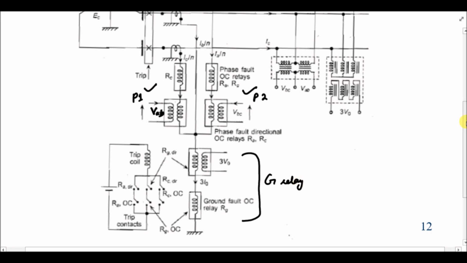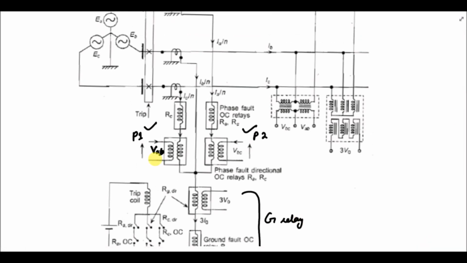From the previous discussion we know that the input to the phase relay is a line voltage quantity, which is VPC. In this case we have VAB, and the current IC is flowing through the current coil. Similarly, for phase A we are using the VBC value as a polarizing quantity, and the current IA is flowing through the current coil. So this is your directional element, and this is the simple overcurrent relay. This is for phase C and this is for phase A.